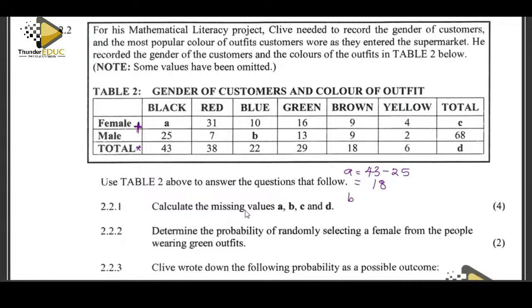Then B. When you look at it, it's the same story also. These two numbers, when you add them, they should give you this total. So what do we say? B will equal the total minus 10. So your B becomes 12.